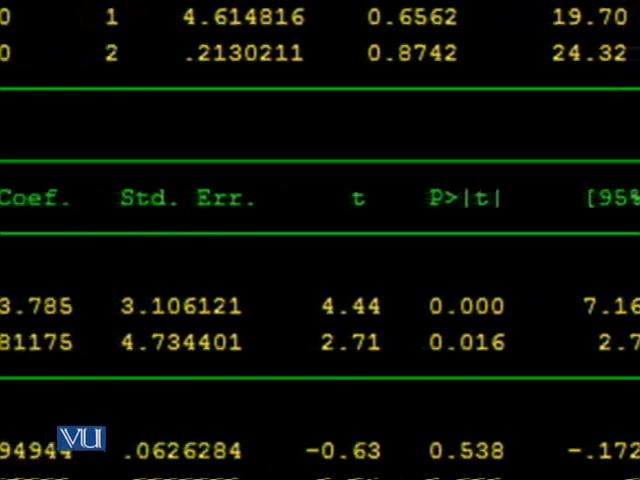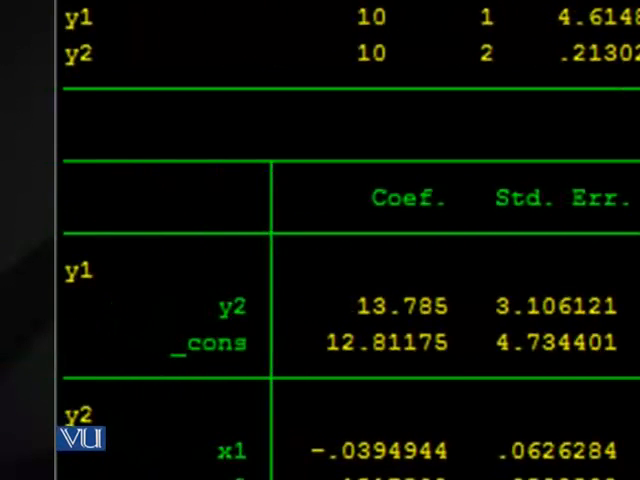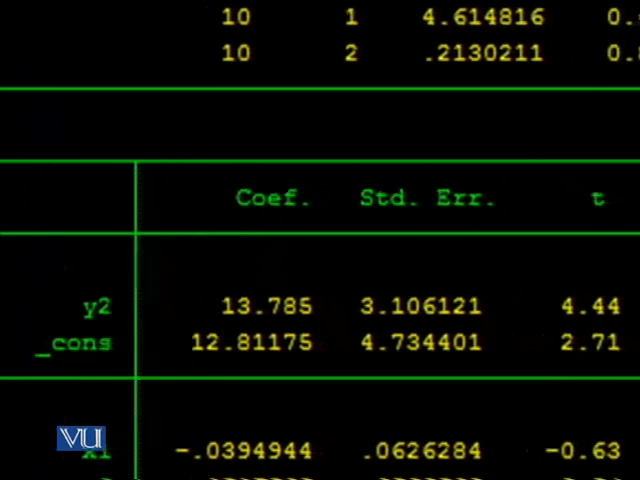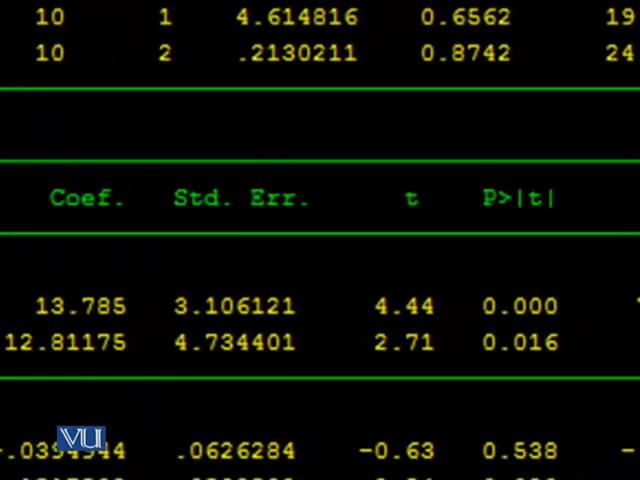So here you will reject H naught and conclude that the coefficient of y2, that is 13.785, is significant at the 1% level of significance, because the p-value is less than 1%. In the second case, the p-value is 0.016, which is 1.6%. This is above 1% but less than 5%. So you can reject H0 at 5%, when you traditionally use 1%, 5% and 10% levels of significance, and state that the constant, the intercept, is significant at the 5% level of significance.